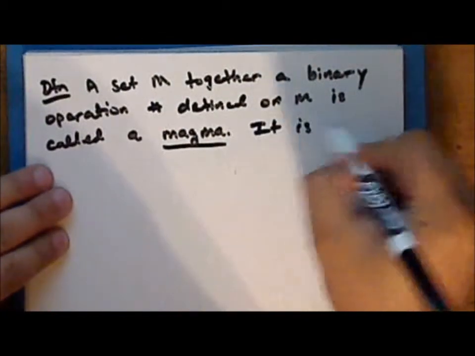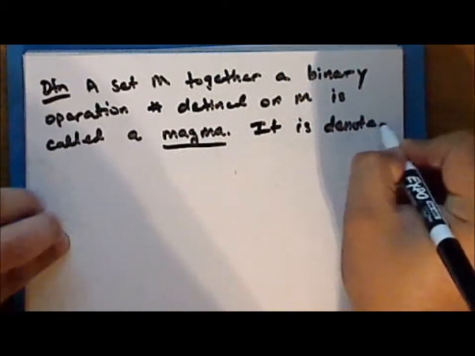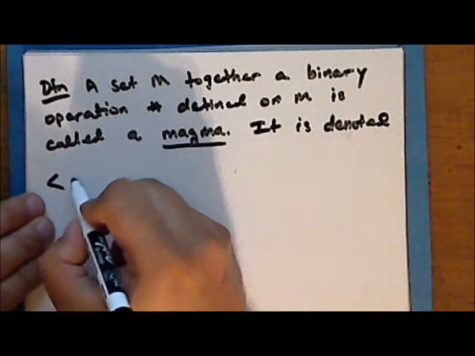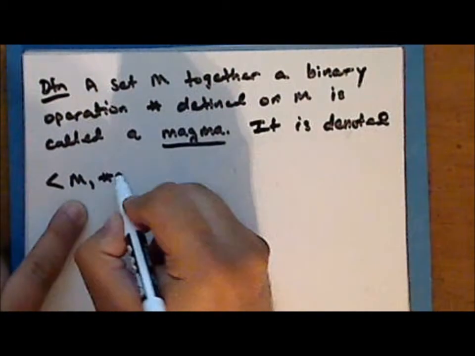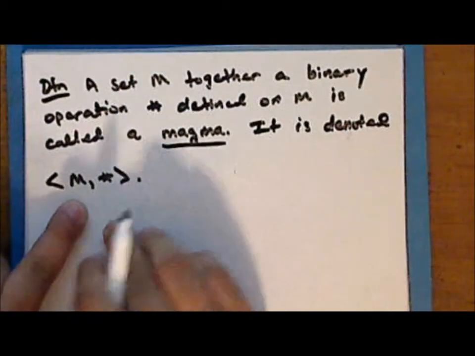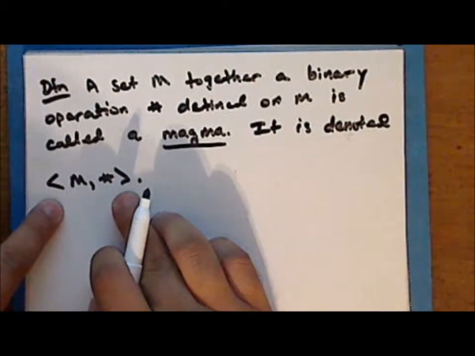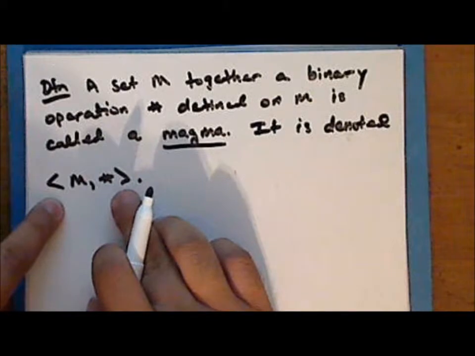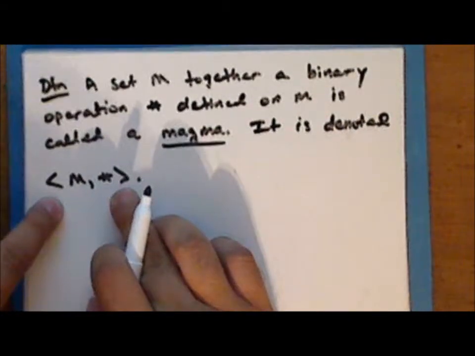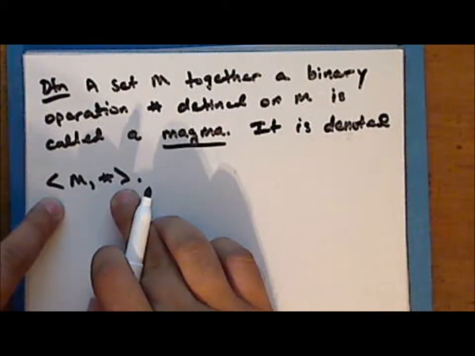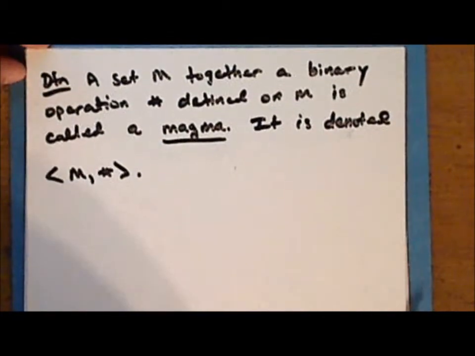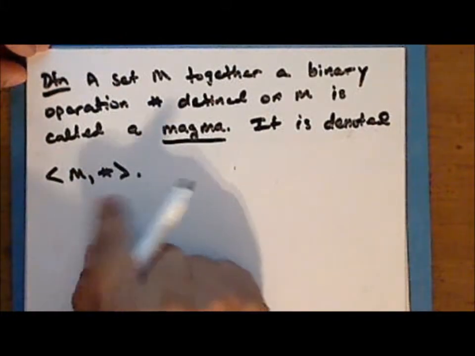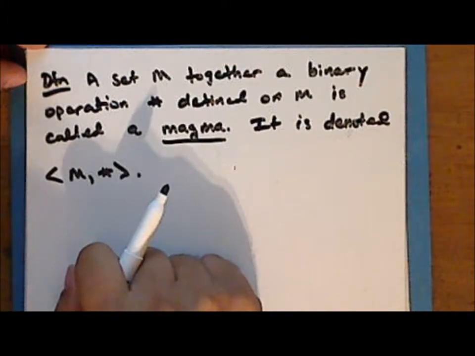It is denoted using angular brackets, grouping the set M together with the binary operation star defined on the set M. Now, I will follow the convention that for algebraic structures I will use angular brackets. In general, I'll use parentheses for spaces, but some algebraic structures are spaces, and so there's some crossover. But in general, if I use angular brackets, I'm referring specifically to an algebraic structure.